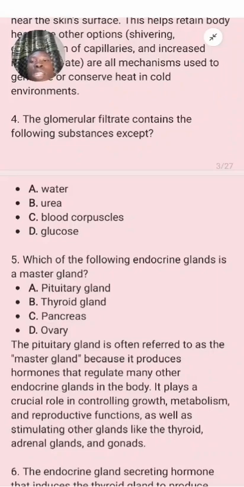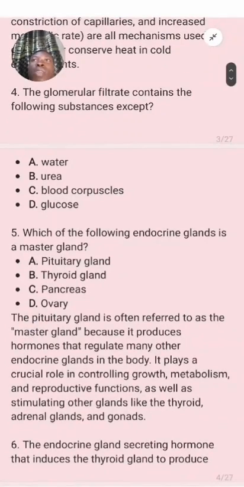Then the next is, which of the following endocrine glands is a master gland? That is the pituitary gland. The pituitary gland is the master gland. It produces hormones that regulate many other endocrine glands in the body. Okay, and it plays crucial role in controlling growth, metabolism, reproductive function, as well as stimulating other glands like thyroid, adrenal, gonads, pineal. So the pituitary gland is a master gland.